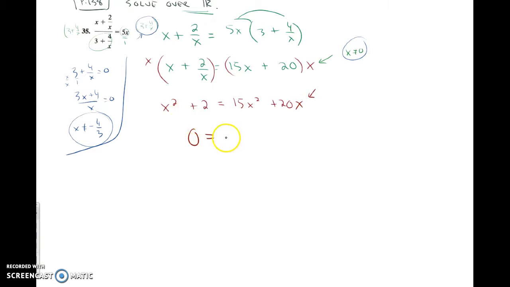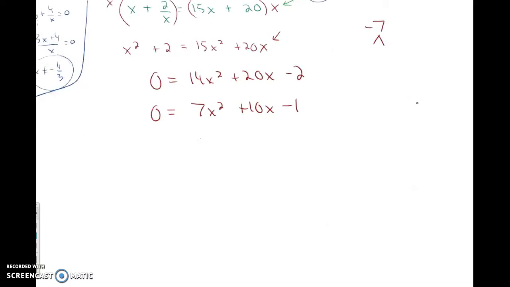0 equals, subtract x squared, 14x squared plus 20x minus 2. Divide everything by 2: 7x squared plus 10x minus 1. Factors of negative 7 that add up to 10? Not factorable. So now we've got to decide whether we're going to use the quadratic formula or completing the square. I hate the quadratic formula, but I also don't want to divide by 7, and that doesn't look real nice either. Let's try the quadratic formula, I guess.